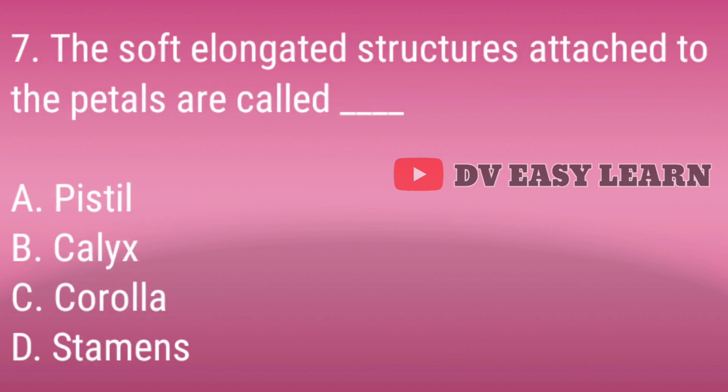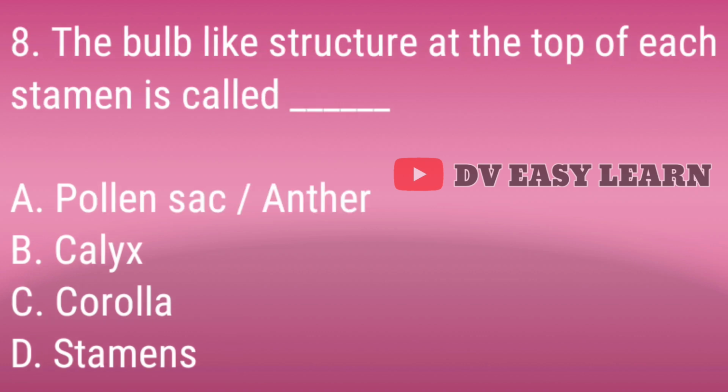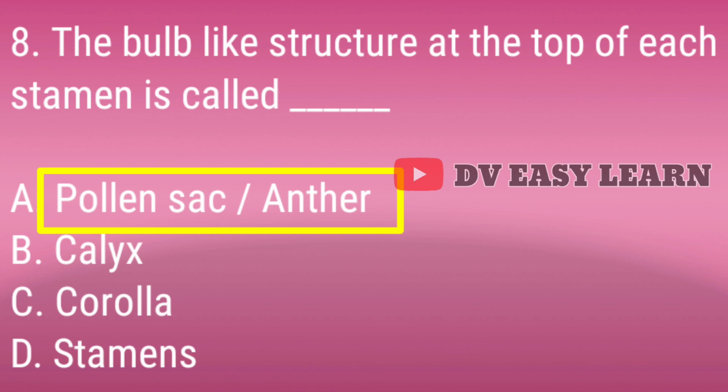Question number 7. The soft elongated structures attached to the petals are called. Correct answer, stamens. Question number 8. The bulb-like structure at the top of each stamen is called. Correct answer, pollen sac or anther.